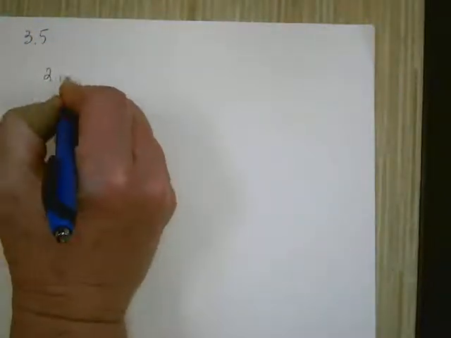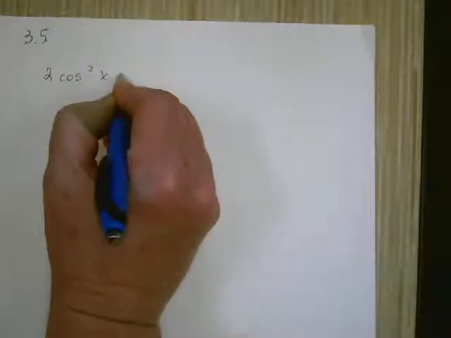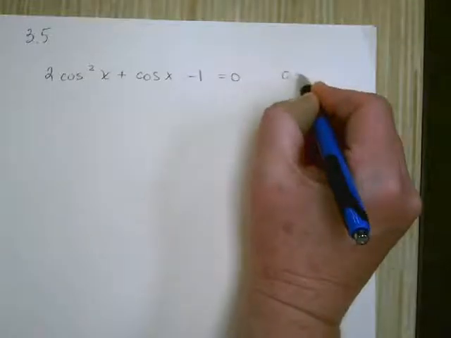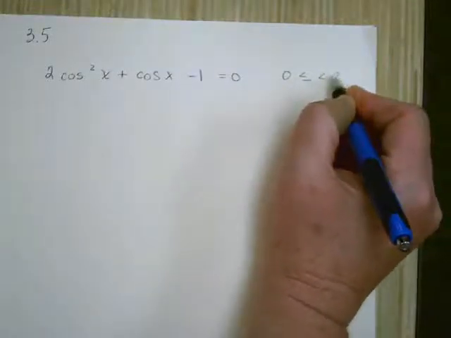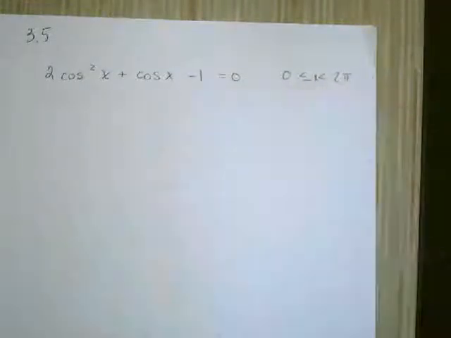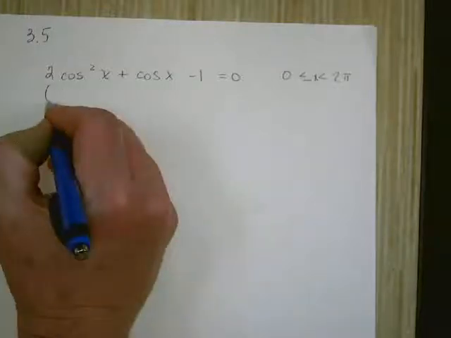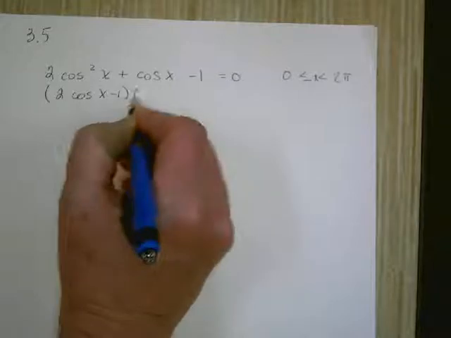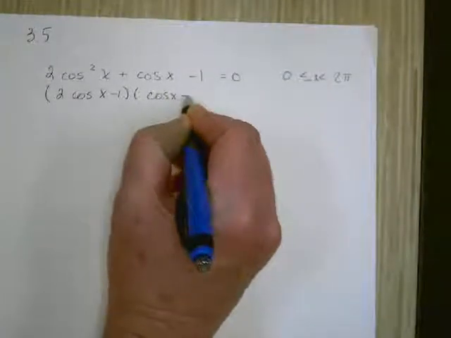We are still on lesson 3.5, and I want to cover a few more types of problems with you. If you have 2 cosine squared x plus cosine x minus 1 equals 0, and you're between 0 and 2 pi, I want to show you what you need to do here. You're going to solve this one. It's in quadratic form, so you're going to have to factor it. When you factor it, you're going to get 2 times cosine x minus 1 times cosine x plus 1.